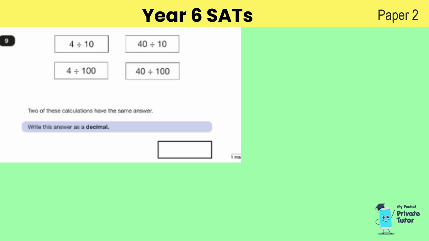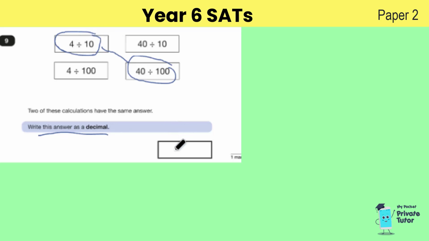And with division, when the dividend and the divisor both increase or decrease by the same number, they have the same answer. So we can see that this one, 40 divided by 10, and this one, 40 divided by 100, the 40 is 10 times bigger than the 4, the 100 is 10 times bigger than the 10. Because they've both increased by the same size, this is where the answer is. These are the 2 that are matching, but the question is saying write the answer as a decimal, so we'd need to do the actual calculating.